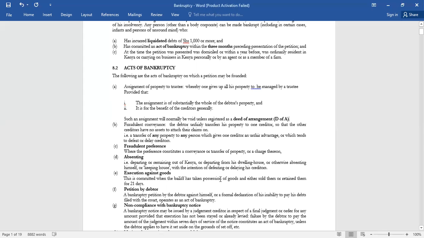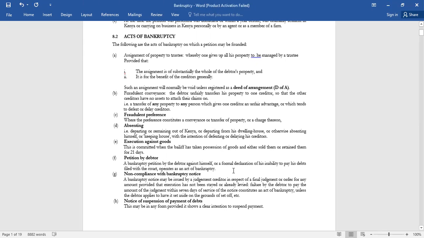Then we have what we are calling the non-compliance with bankruptcy notice. Of course, we expect that your creditors will have notified you. Once they go to the court and report that you are unable to meet your obligation, they are supposed to serve you with a notice. So a bankruptcy notice may be issued by a judgment creditor in respect of a final judgment or order for any amount provided by execution and has not been stayed or already levied. So failure by the debtor to pay the amount of the judgment within 7 days of service of the notice constitutes an act of bankruptcy.